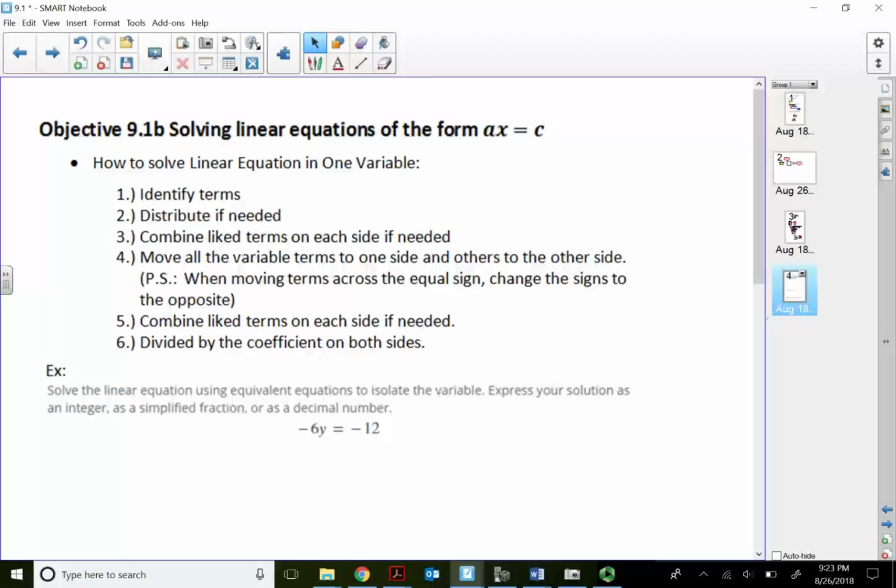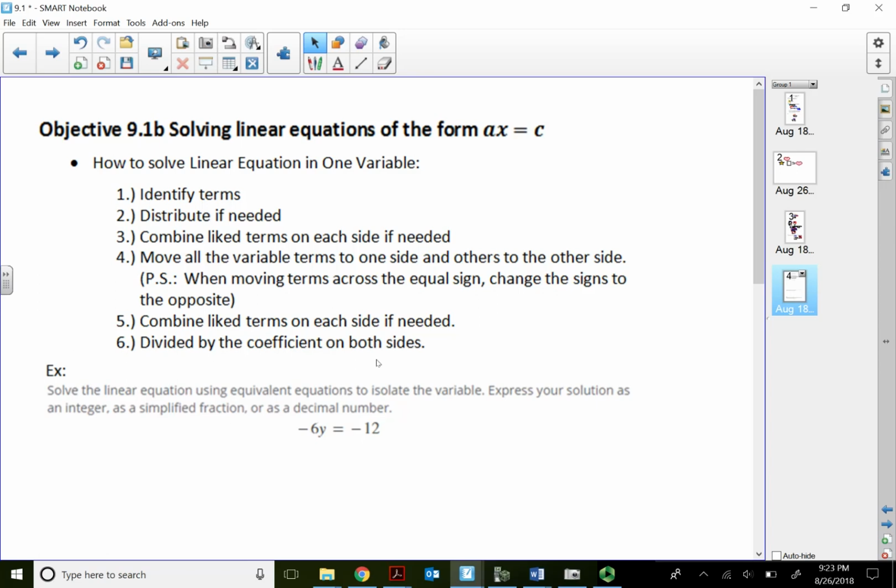Welcome back to Module 9.1, solving linear equations of the form ax equal to c. What that means is basically when we simplify an equation down to just two terms, where the variable term is on one side and another constant term is on the other side, then what we can do is divide both sides by the coefficient. So this is basically the very last step when we solve an equation.